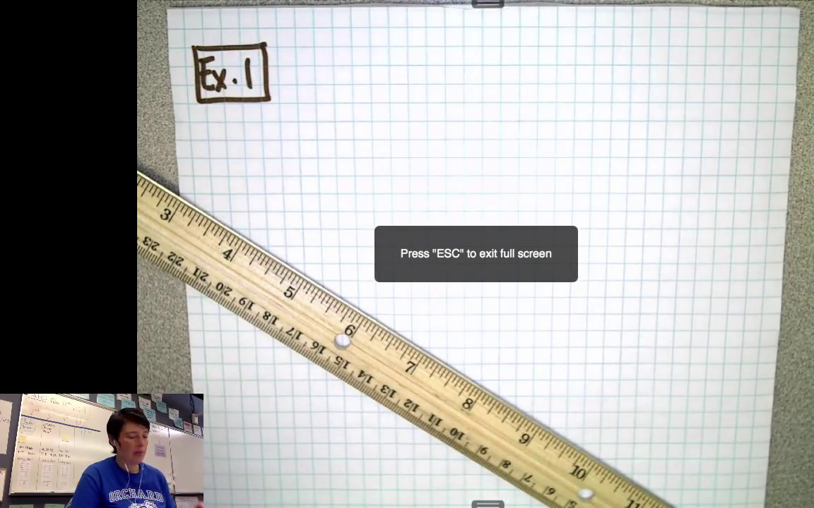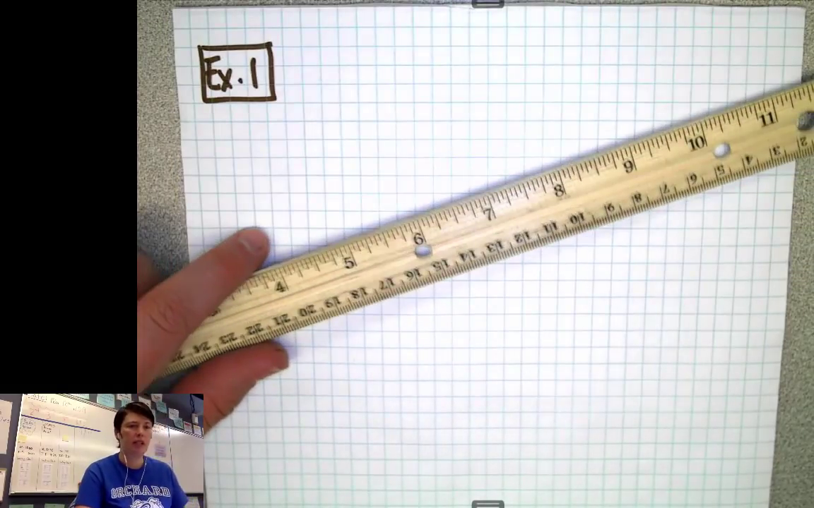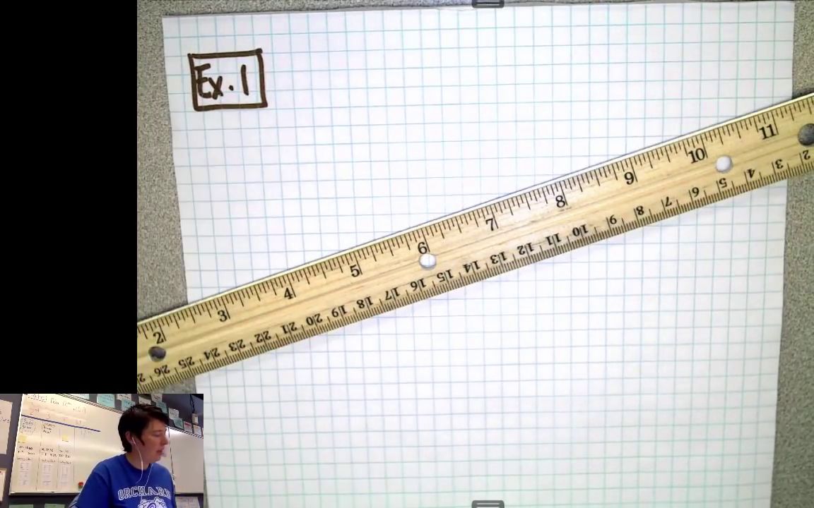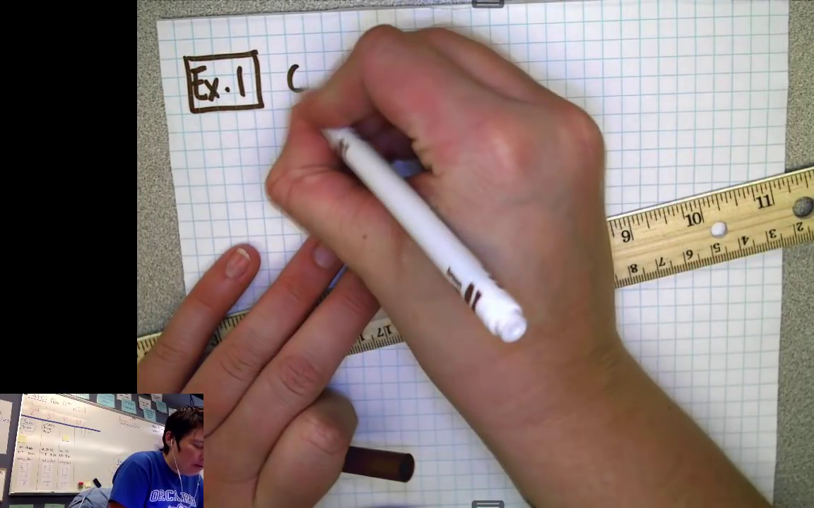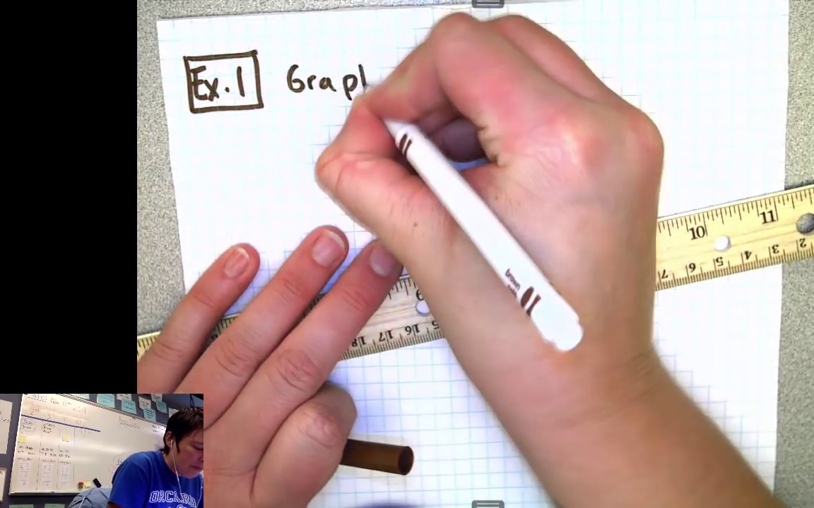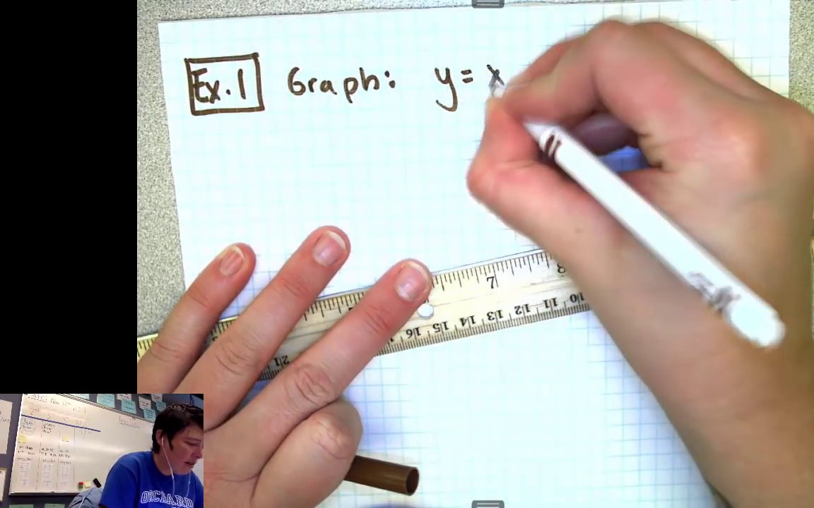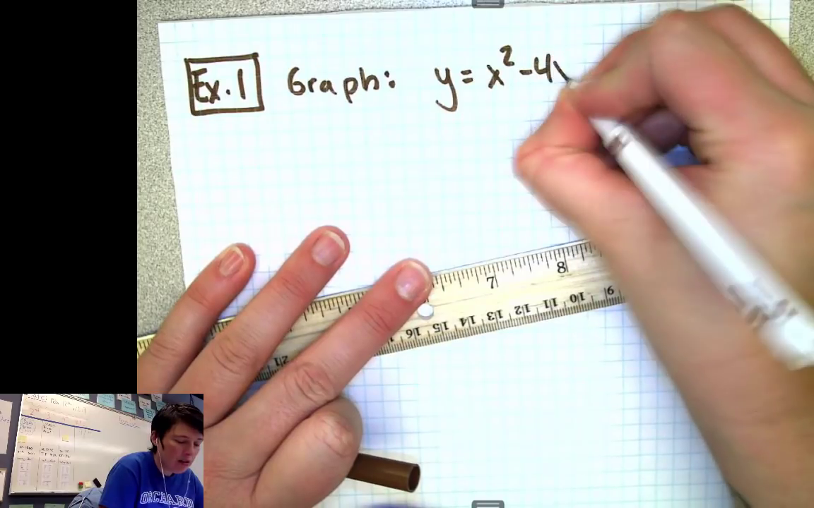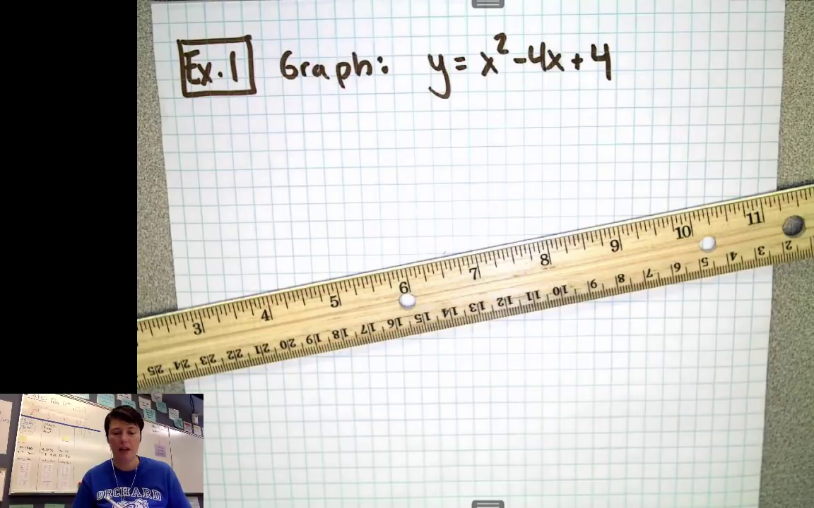All right, so I am switching to paper and pencil now. And I definitely need a ruler for this example. And we're going to put our first problem here. And basically, here are our directions. We are going to graph y equals x squared minus 4x plus 4. And we're going to go through this in a few different steps.